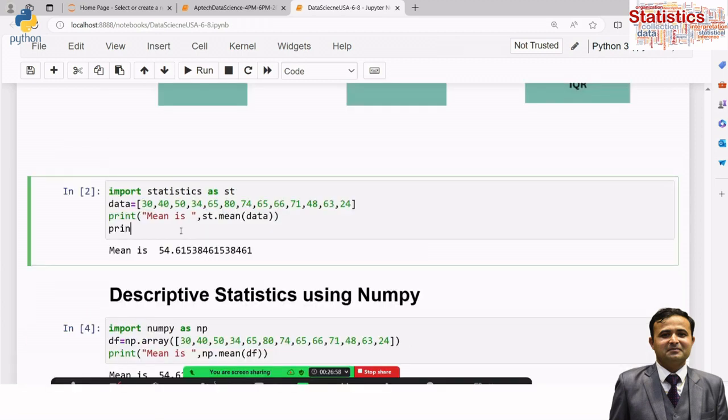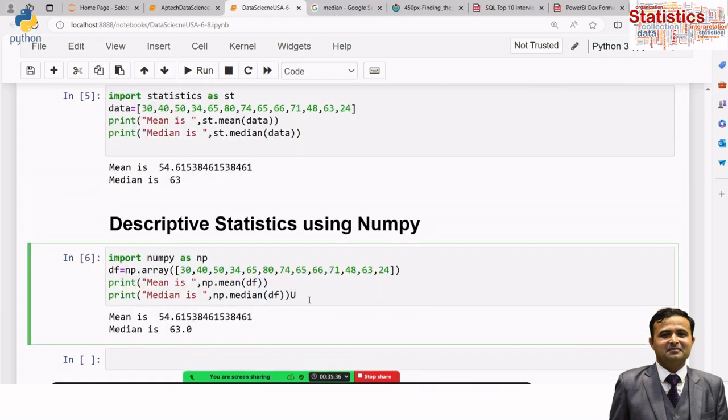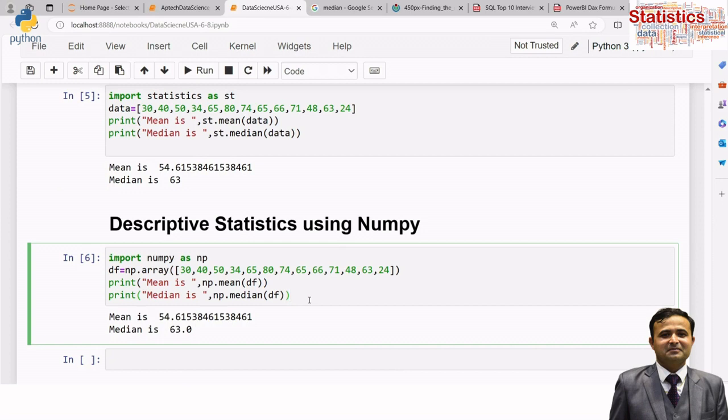Median. So it is a median. We know very well the median has two cases. First one is even, then second one is odd. You can see the mean and the median found with the help of statistics and NumPy.